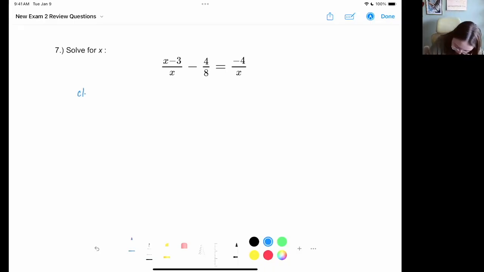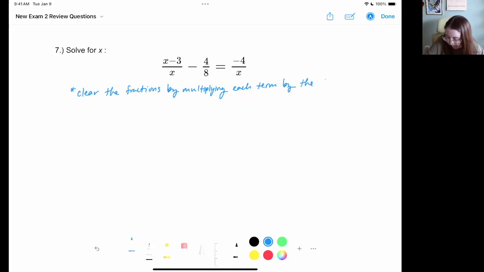We're going to clear the fractions by multiplying each term by the least common multiple, or least common denominator. So we clear the fractions by multiplying each term by the least common denominator. So your least common denominator is basically the smallest thing that is divisible by every denominator.